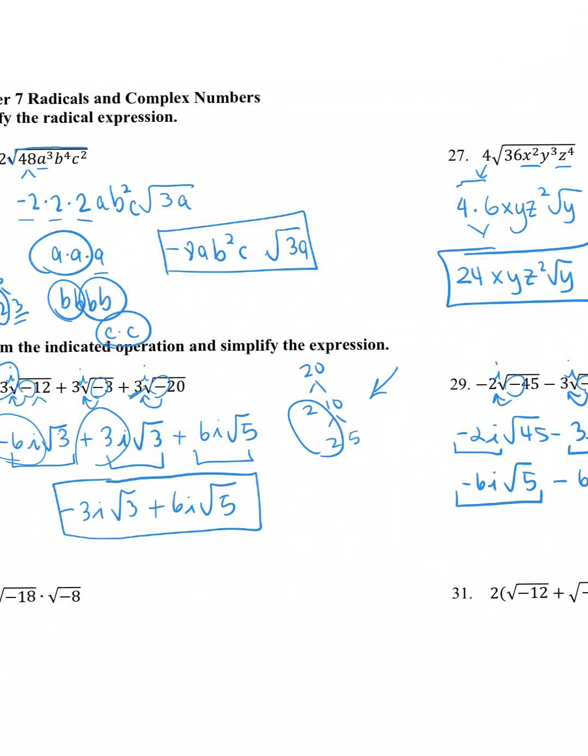And what do you know? I have like terms here, so I'm just adding the coefficients. A negative 6i and a negative 6i is negative 12i. The square root of 5 is just going to tag along.